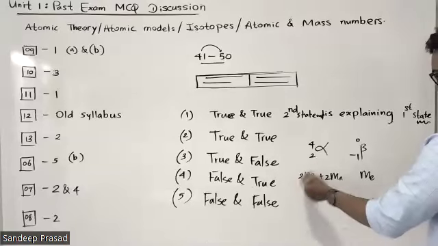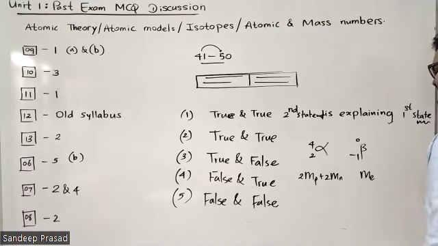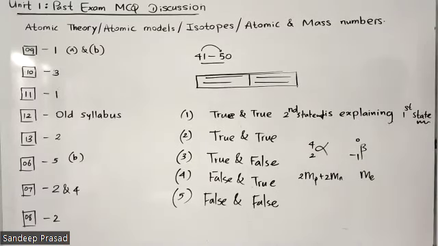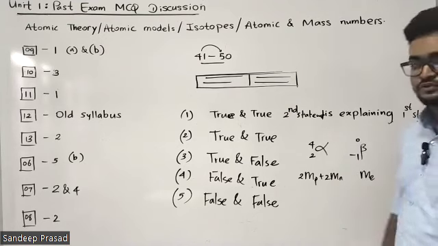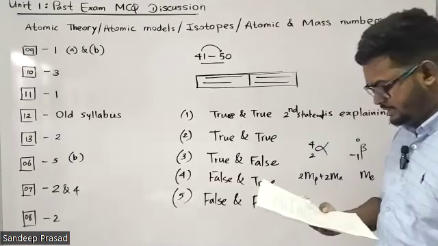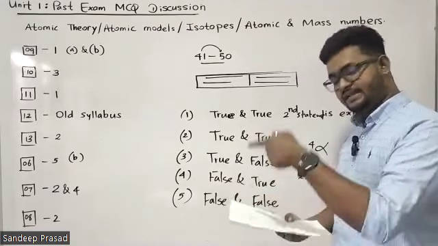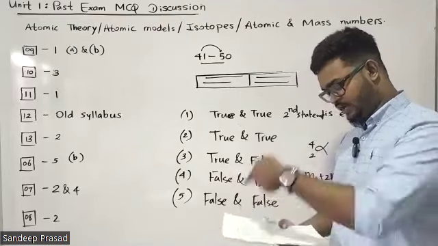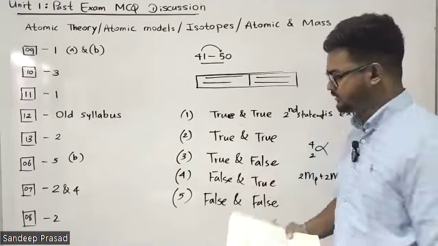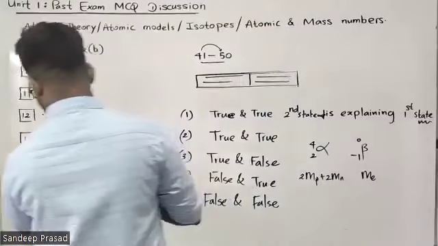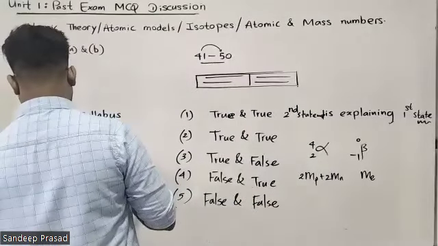So definitely alpha particles have the greatest radius and greatest mass. Why? Proton and neutron mass is greater than electron mass, so the electron mass is negligible compared to the proton and neutron mass. So that second statement is correct. The first statement is wrong, the second statement is correct. Then what is the correct option for question number 14? Answer is number 4.